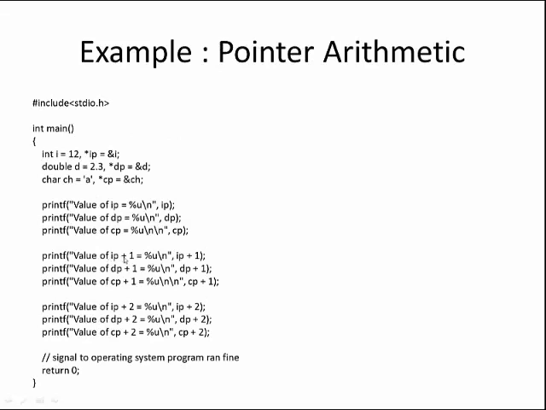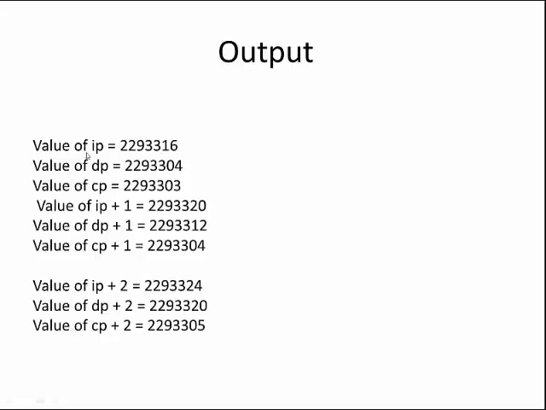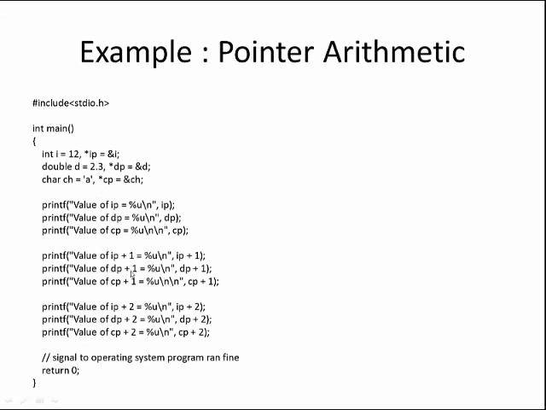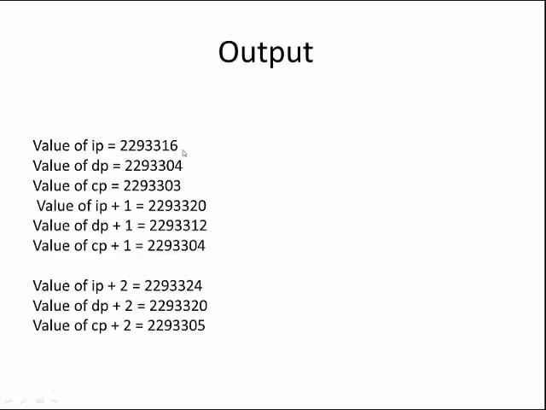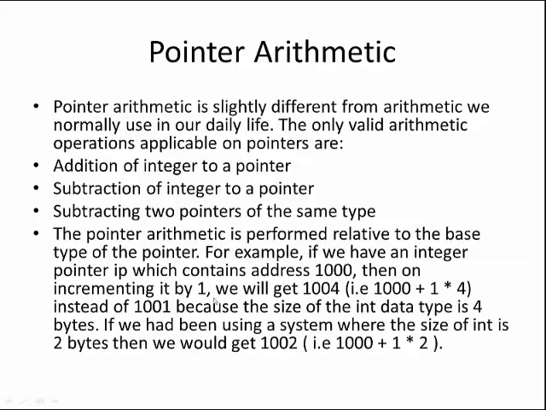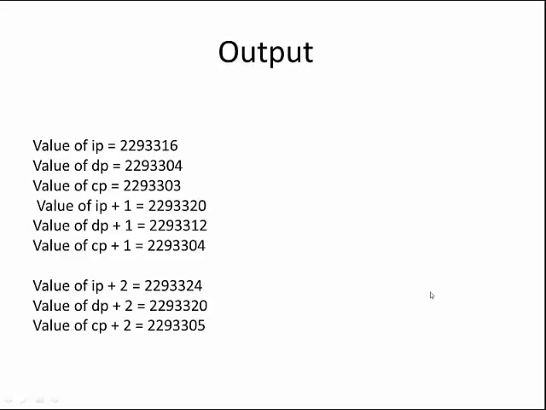Now the value of IP plus 1. Now the concept arrives. What is the value which has been stored now? IP is an integer pointer, and the address stored is 2293316. We incremented by 1. As we discussed in the previous example, in case of integer, if the integer variable is of 4 bytes, it will be incremented by 4. The same concept has been implemented there. So plus 4, the address is 2293320.